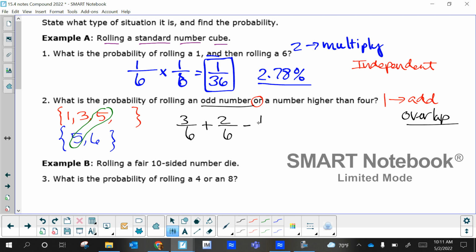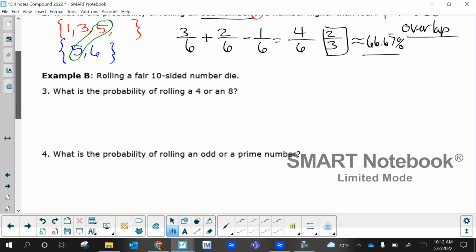And so there was one that was in common, the 5s, and so 1 out of 6. So 3 plus 2 is 5, minus the 1 is 4, so 4 out of 6, so that's a 2 out of 3 chance, which is about a 66.67% chance. So pretty good chance, okay? All right, let's try another one now.